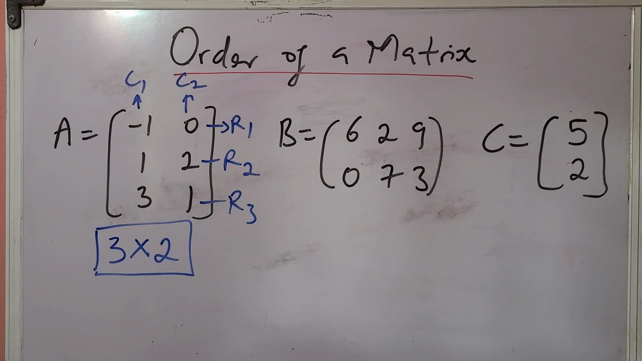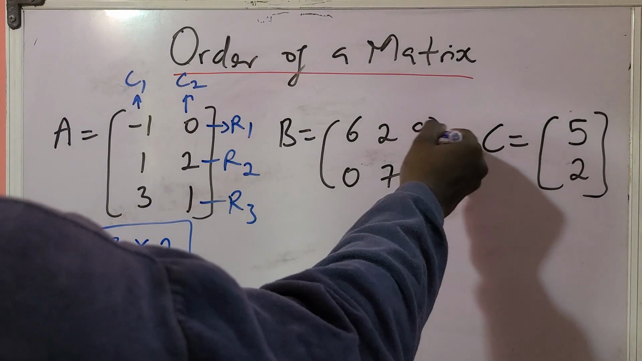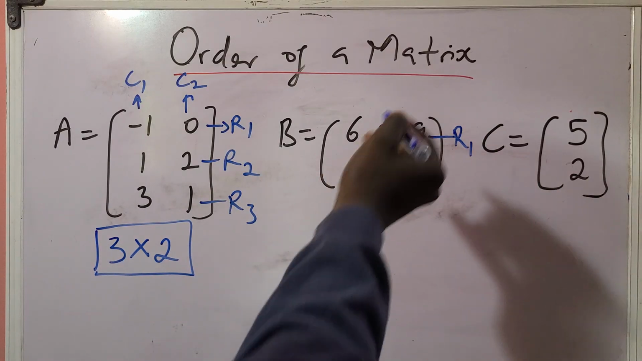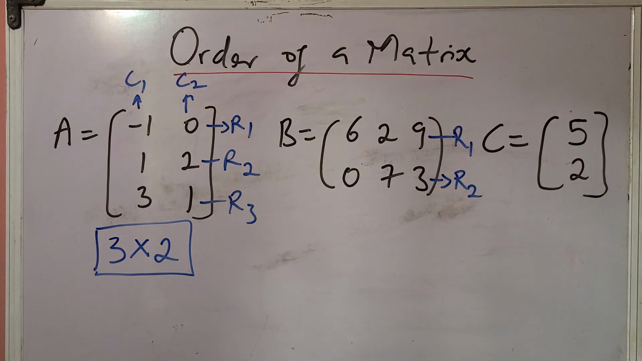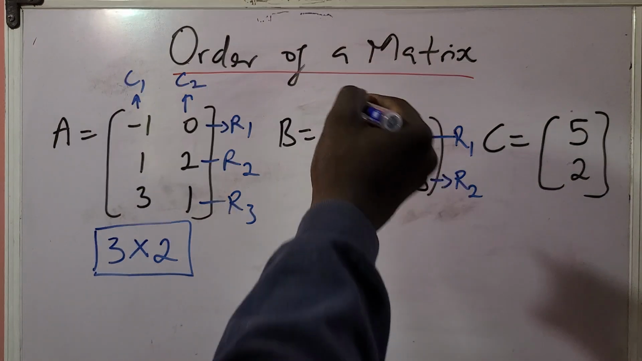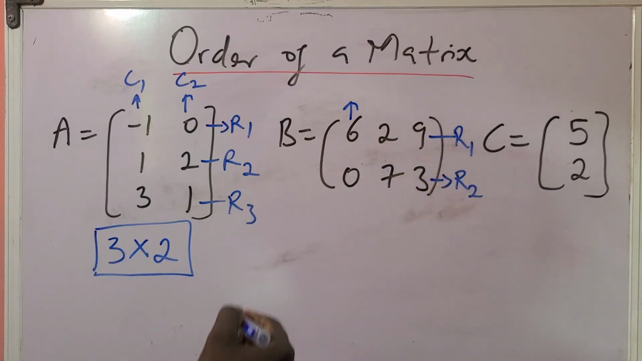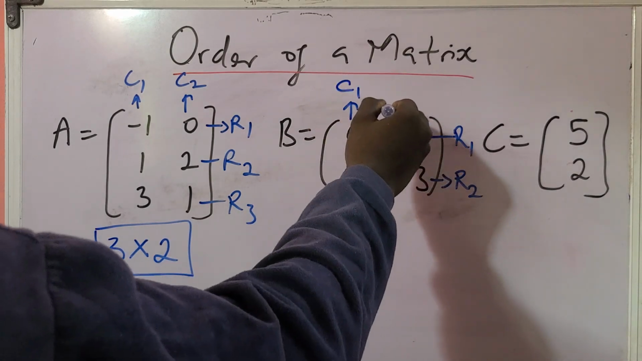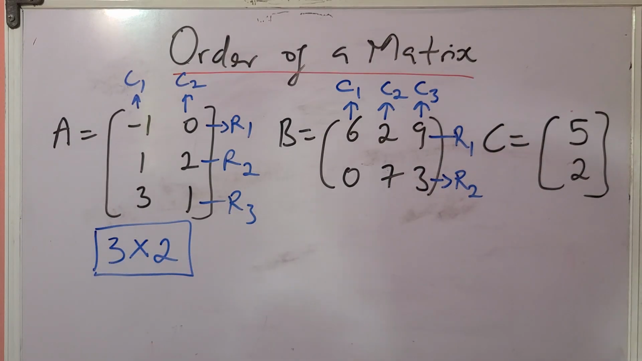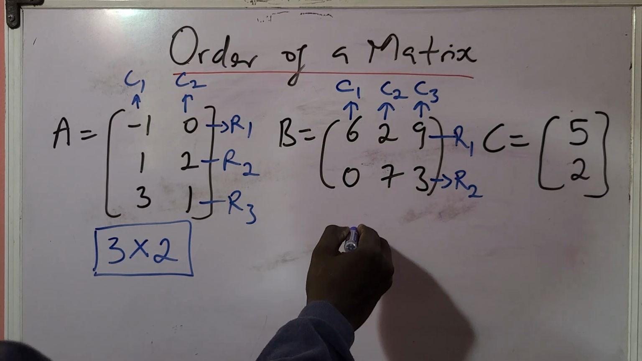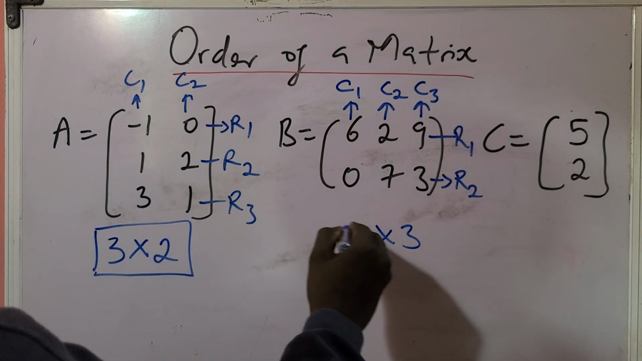Now let's go to matrix B. In matrix B we have this as the first row, row 1. We have this as row 2. We have 2 rows in matrix B. Whereas for the column, we have this as the first column, column 1, this as the second column, column 2, and this as column 3. So obviously here, we can call the order of this matrix a 2 by 3 matrix.